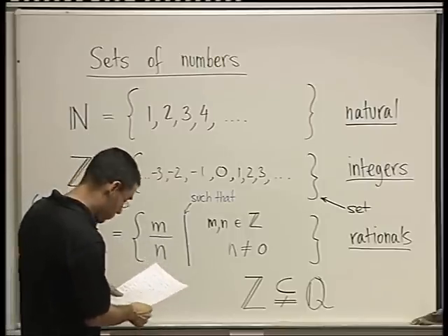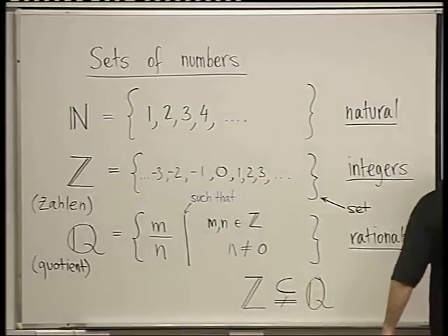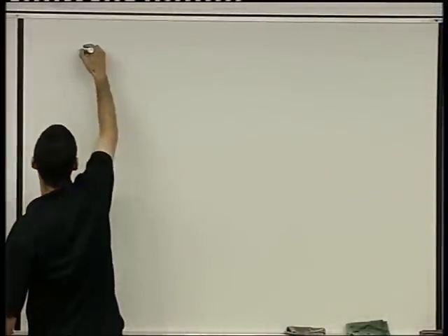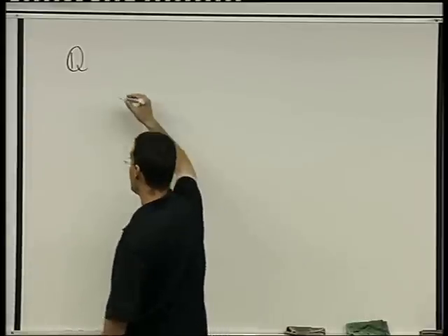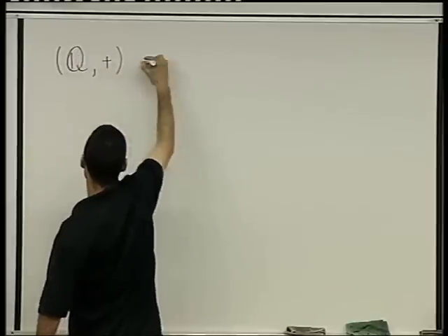Okay, so let's write that in more sophisticated, fancy words that we now know. So Q, and these are things you have to think about. Q with plus is a group.